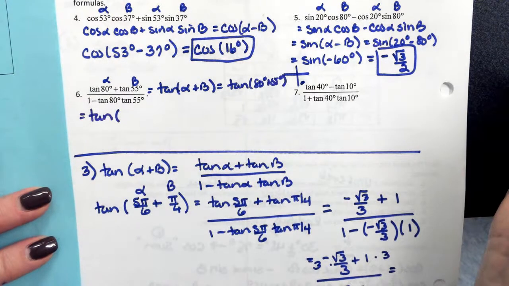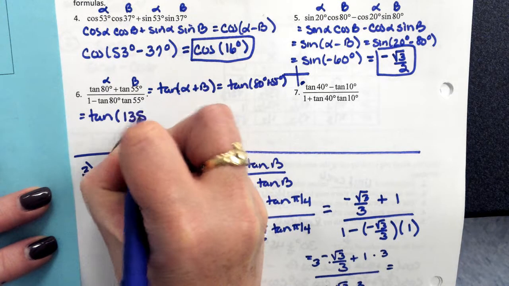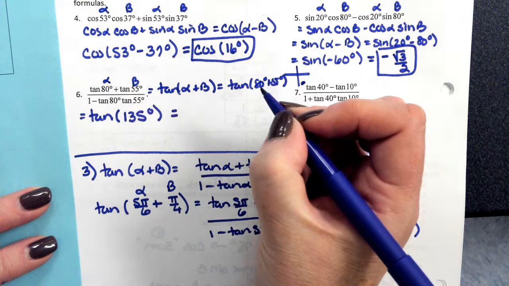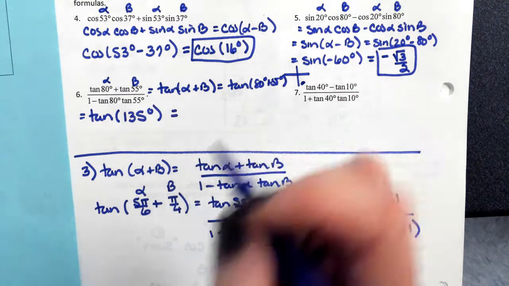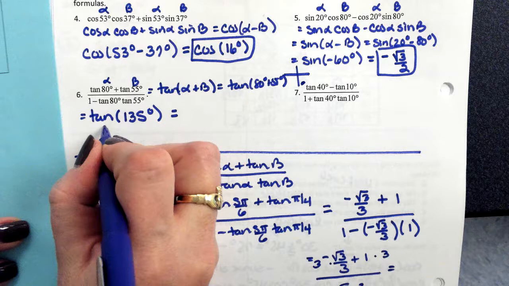So 80 plus 55 is going to give me 135 degrees, which is from my unit circle. What quadrant, first of all, are we located? Remember, going back to the first unit, location, location, location. Get your location down. What quadrant is 135 degrees located?